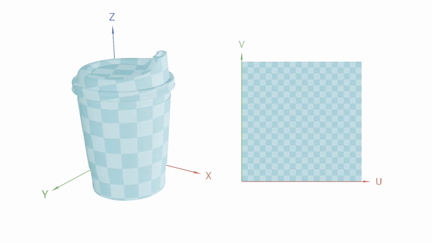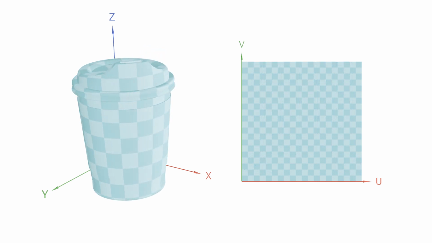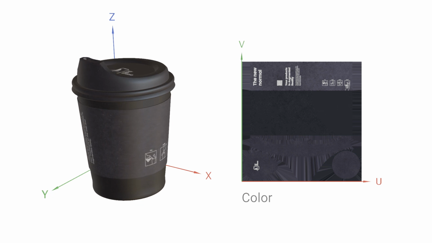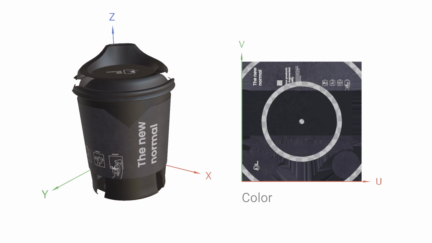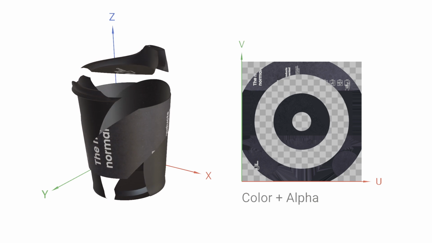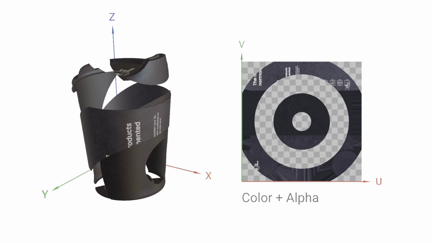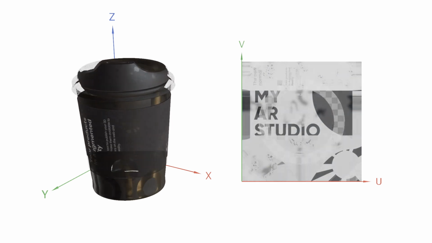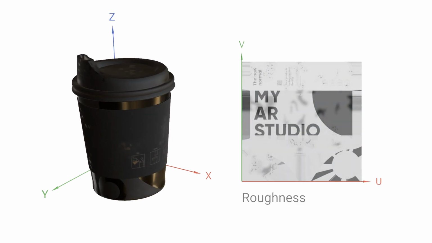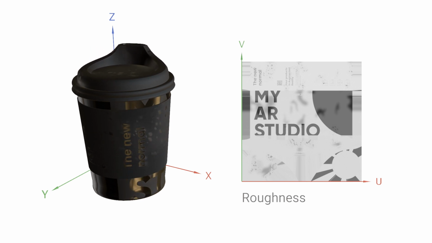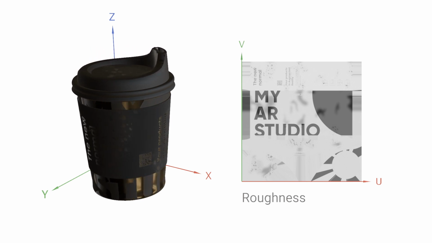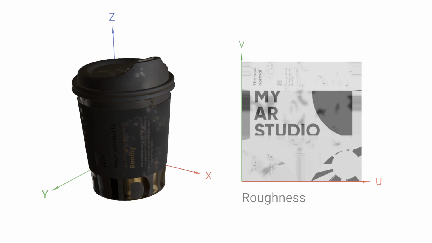Now let's see which textures we can use. The simplest and most immediate is the color texture, which represents the colors of the surfaces. It can also contain an alpha channel to make some part of the model transparent. The roughness texture indicates the roughness of the surfaces. The color represents different shades of roughness, from black being totally smooth to white being completely opaque.